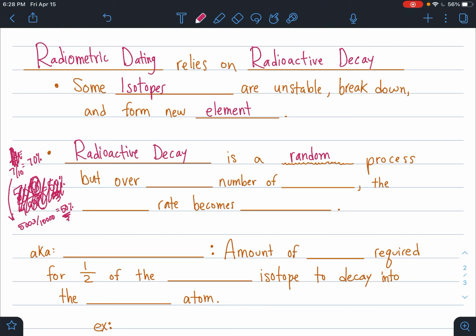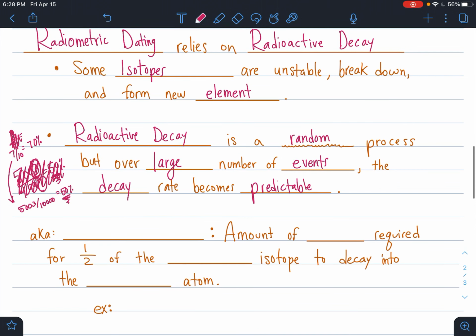So radioactive decay is a random process, but over a large number of events, meaning there are tons of atoms in one sample of rock, the decay rate at which it breaks down into a new element actually becomes predictable. Radioactive decay happens spontaneously. It's a random process, but it happens over a long period of time. If we wait 1,000,000 years or thousands of years, we've given those atoms so much time to break down from isotopes into other elements that the radioactive decay rate becomes predictable.